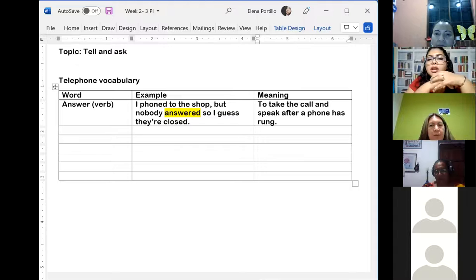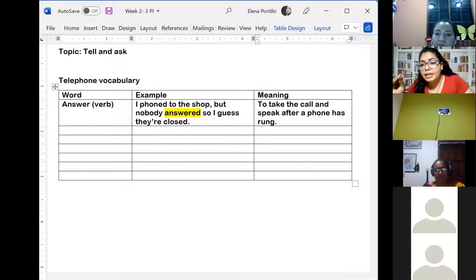So in this case, we are creating this kind of vocabulary and we are going to apply the meaning for that specific vocabulary. We know that we have this word answer that in Spanish is contestar, but in this case we are going to create that meaning for this situation. So the meaning says to take the call and speak after a phone has rung.